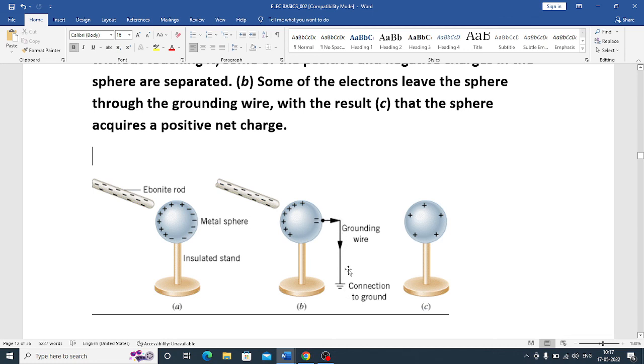Okay, now remove the rod from here. Then these positive charges will redistribute uniformly around the sphere, and the sphere will now become net positively charged. So you can also charge in this way.